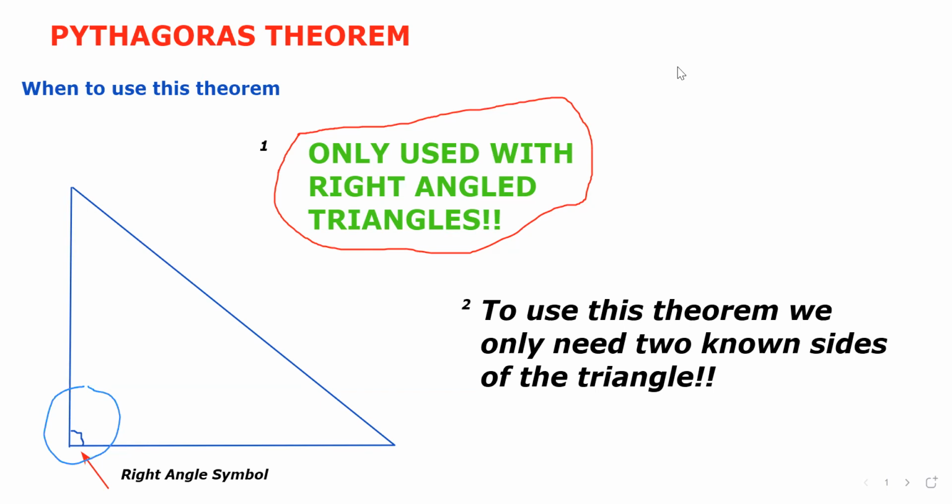The second thing, and the main thing I have to remember, is that in order to use this theorem, you need two known values at the sides of the triangle. So they need to give you values for two sides. You need two sides because you wouldn't be able to calculate anything with one side. So you can only use it for right angle triangles, and to use it, you need two known sides of the triangle. Alright, so that's the answer.